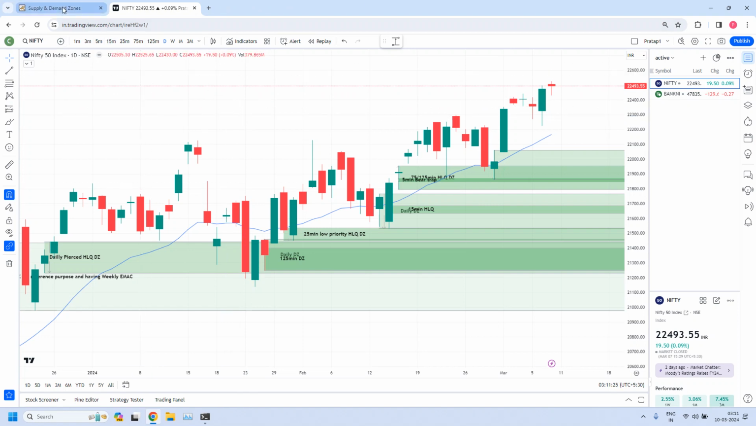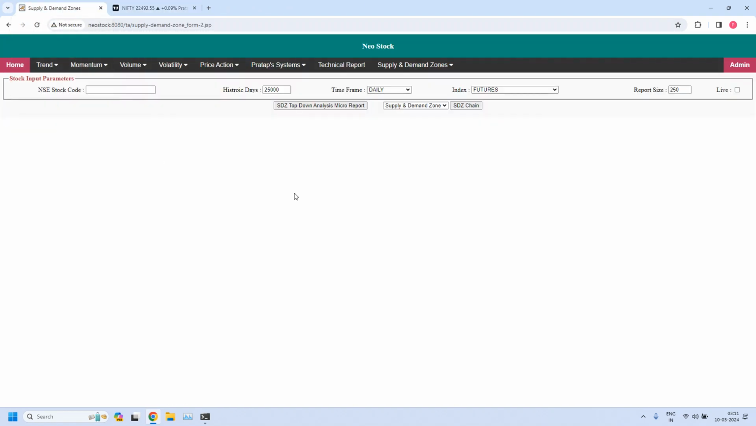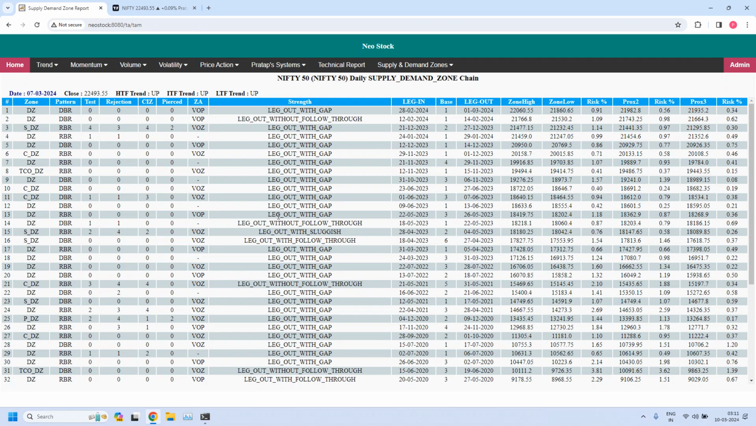So I am going to our NeoStock software supply demand zone chain. First let us look into Nifty 50. And we will generate zones from daily and below time frames. So I have selected the time frame as daily. Now I am generating the supply demand zone chain for the daily time frame. Okay, the demand zone chain is generated.